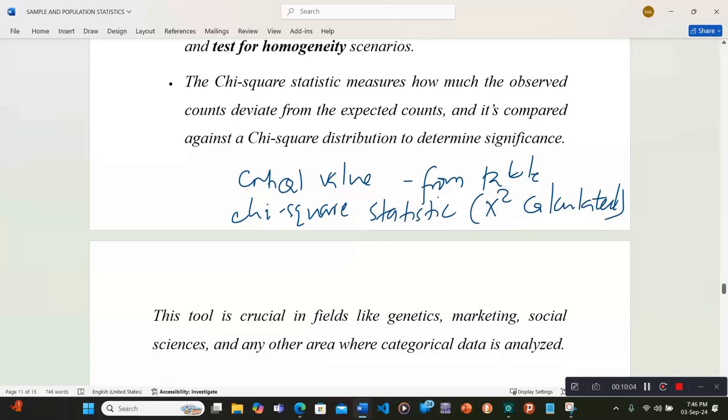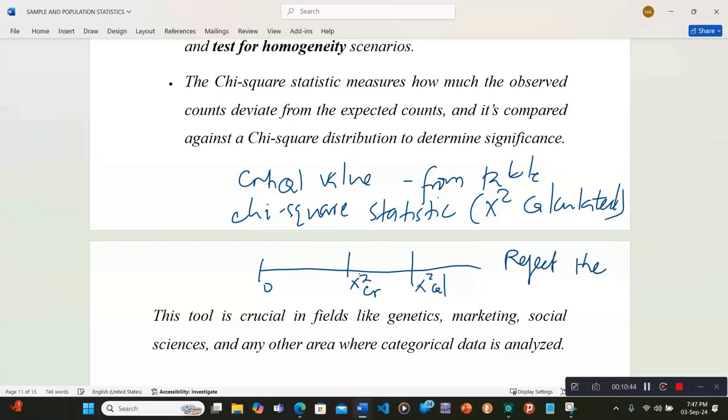So if I, for example, put them on a number line, I'm coming from 0, and maybe this happened to be my chi-square critical, okay? Then maybe this is the chi-square calculated. By the fact that the critical one is less than this, that means I'm going to be in the rejection region, and therefore this is going to tell me that I can reject the null hypothesis.